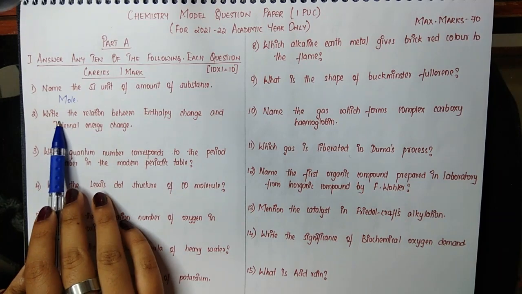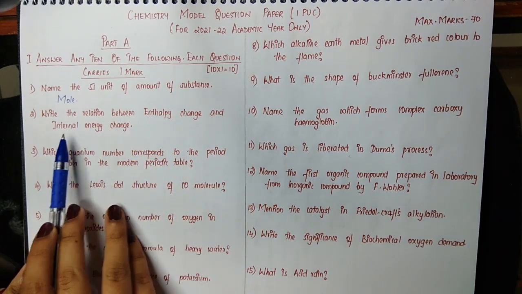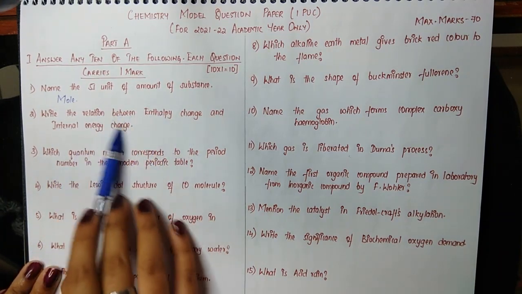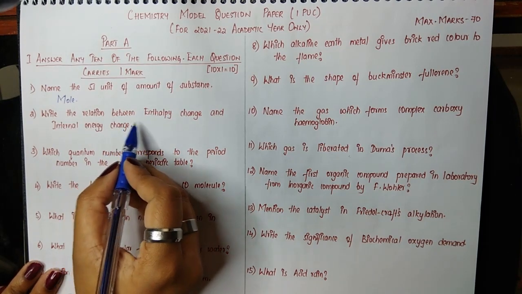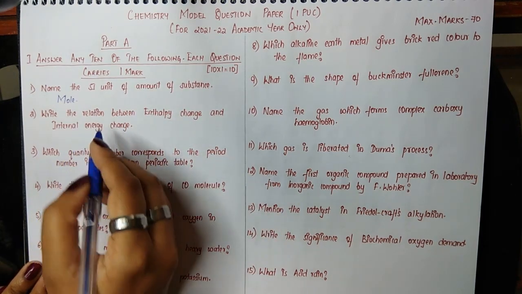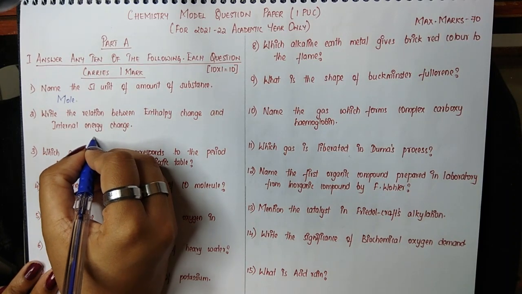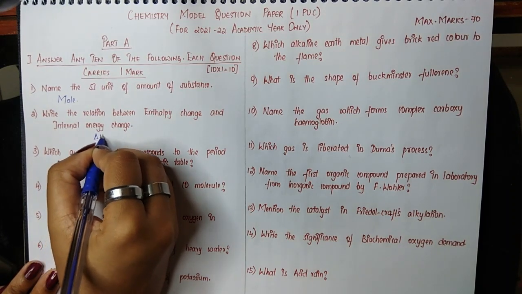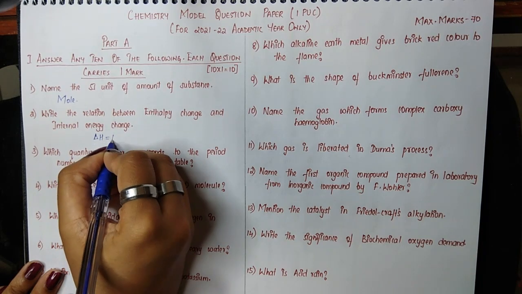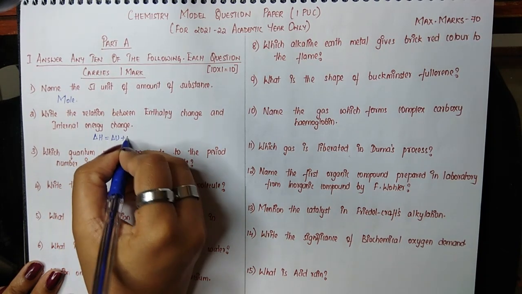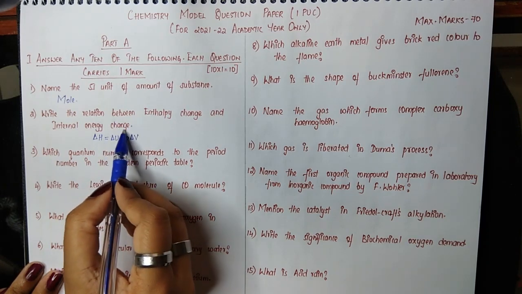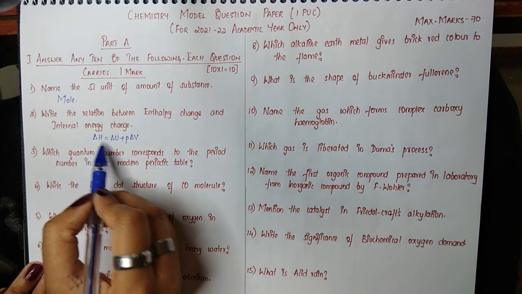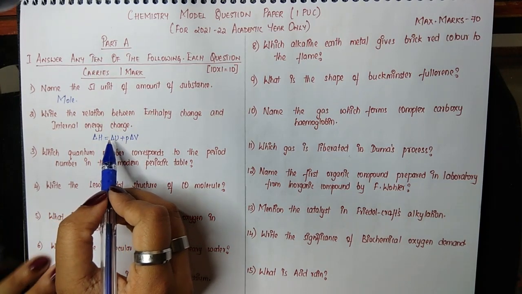Now the second one is, write the relation between enthalpy change and internal energy. This relationship is learnt in the chapter thermodynamics. So because enthalpy change and internal energy change is asked, we have to write the answer with respect to delta H is equal to delta U plus P delta V. Because it's specifically asked in terms of energy change, we need to include delta.